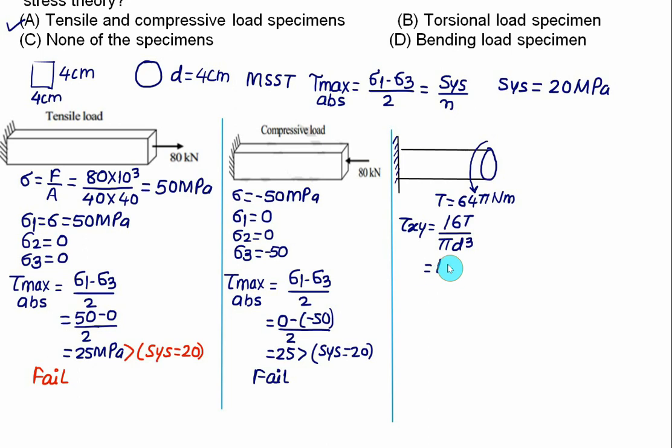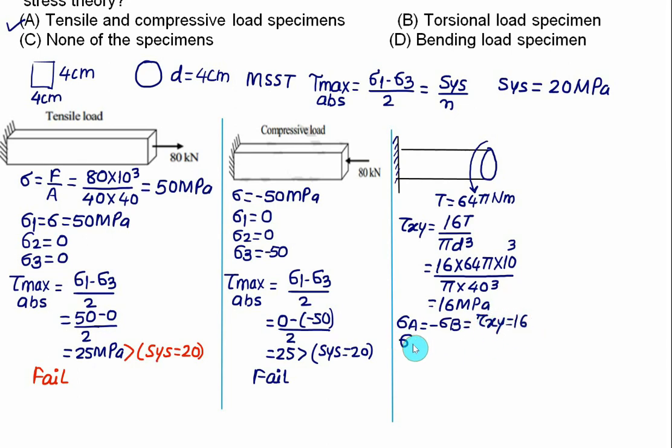That is we have 16 into torque, which is equal to 64 into pi. It's in Newton mm, so we have to multiply by 10 to the power 3, divided by pi, and d cube is equal to 40 cube. Shear stress that develops is equal to 16 megapascal. So in this case we have sigma A equal to negative of sigma B, same as tau xy, which is equal to 16.